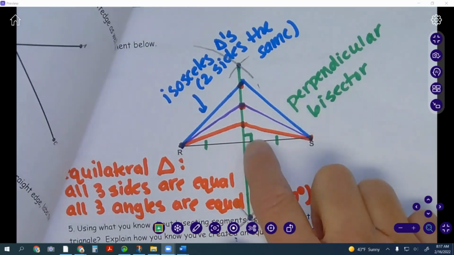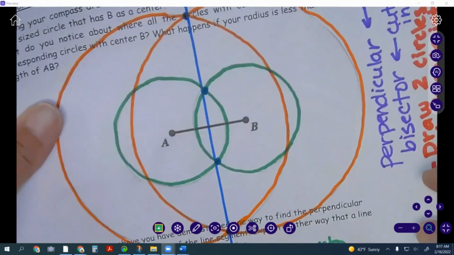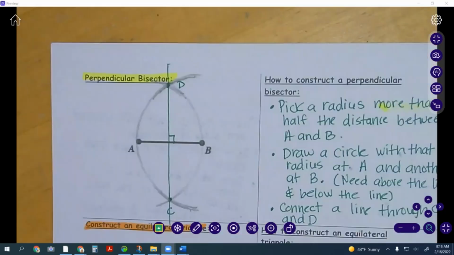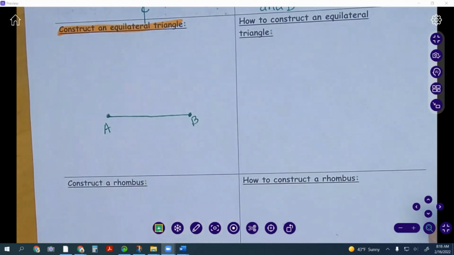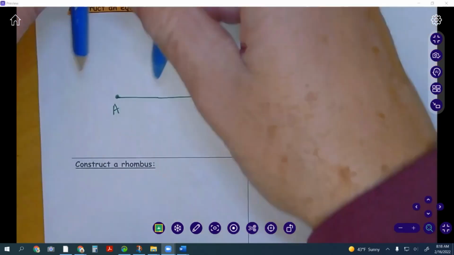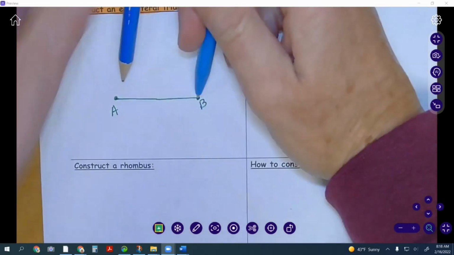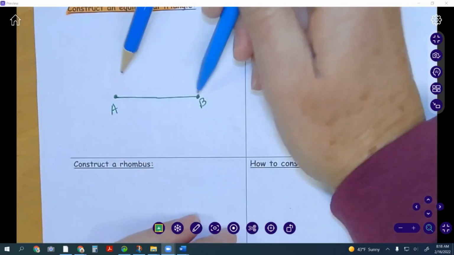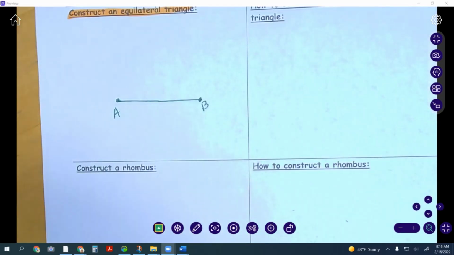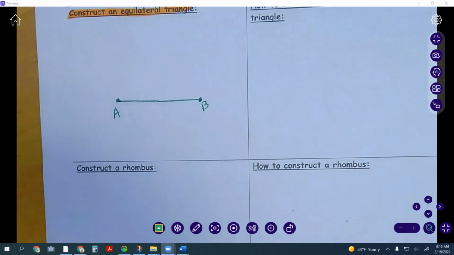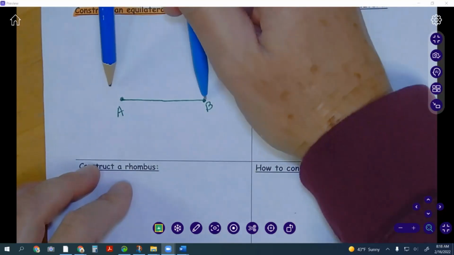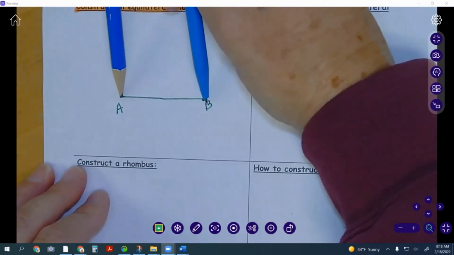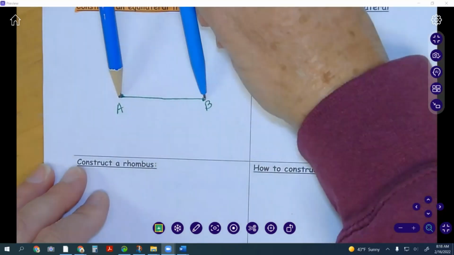So unlike this, where we randomly chose a radius, as long as it was more than halfway through, I'm going to choose a particular radius. I'm going to choose a radius that's the length of AB. Let's get AB as our radius. And then I'm going to do almost like the perpendicular bisector, but I don't need to really go below because I'm going to be making a triangle. So I'm going to get this as my radius, okay? Get this as your radius.